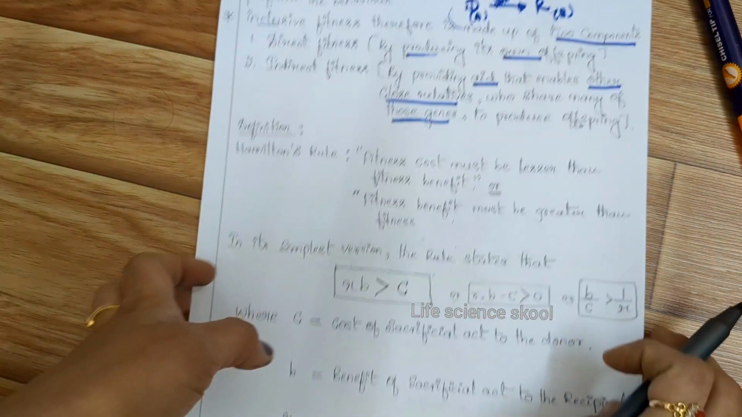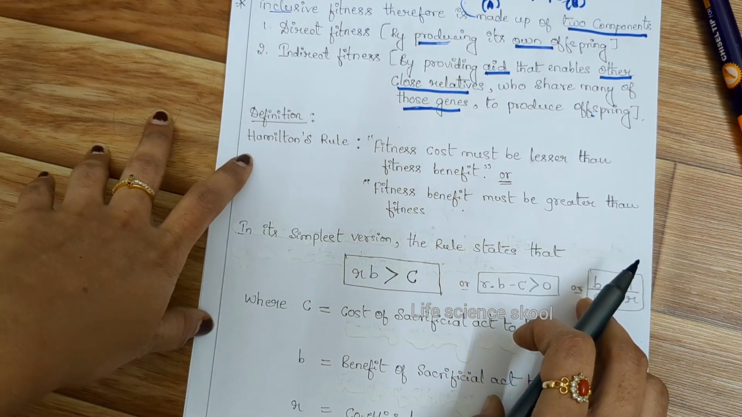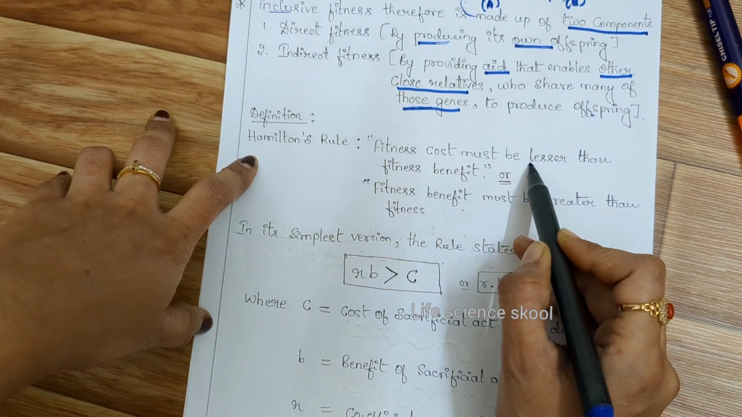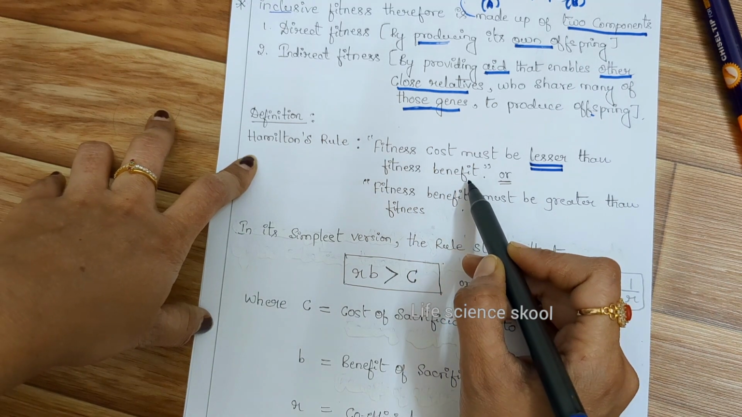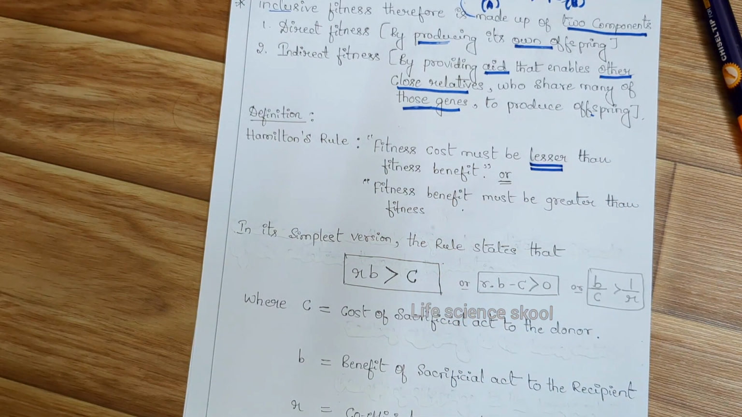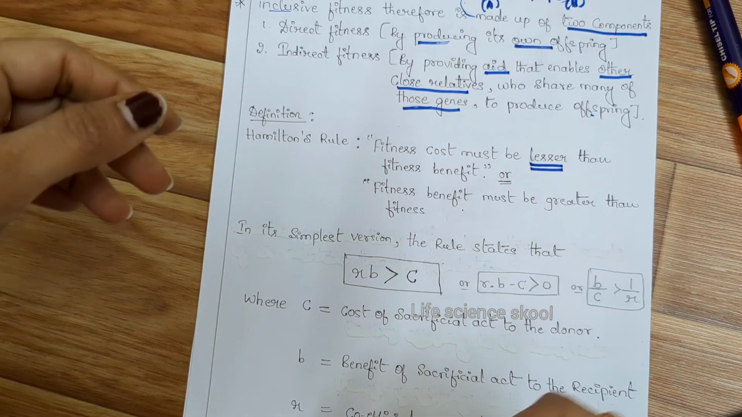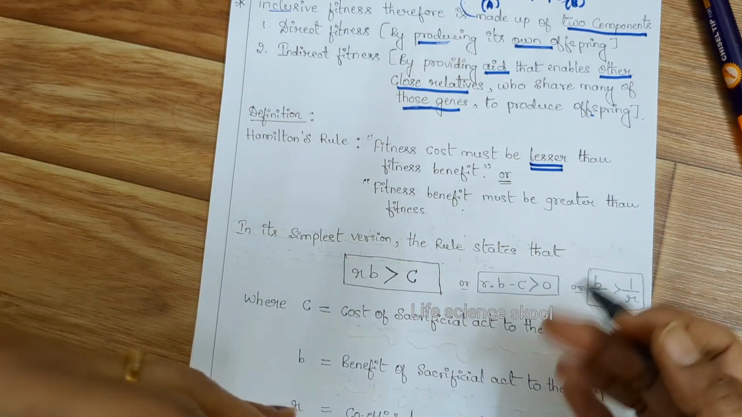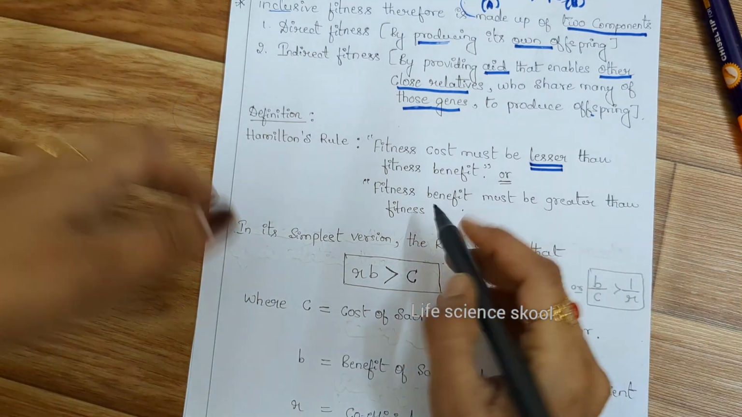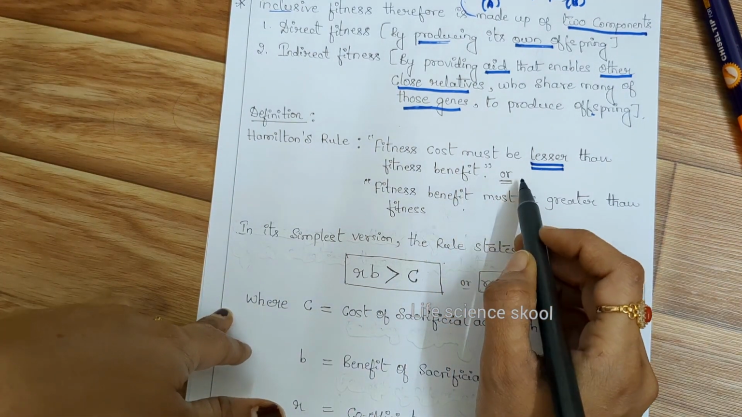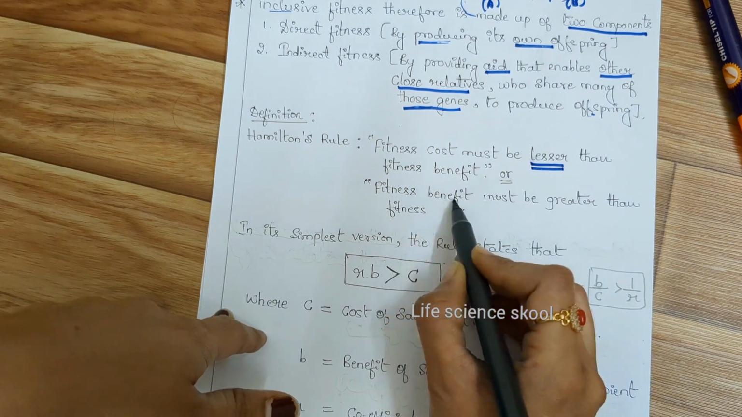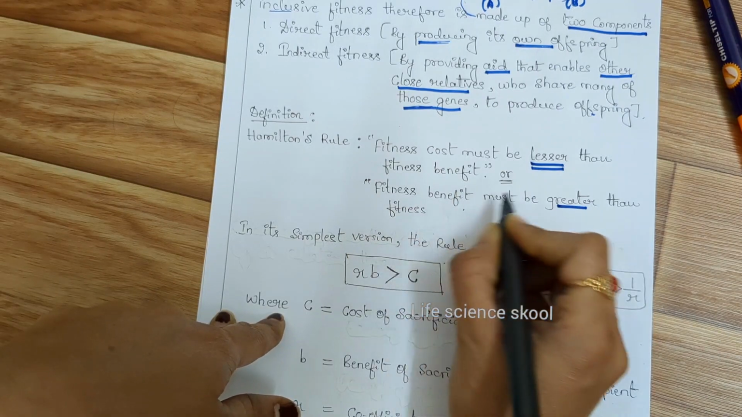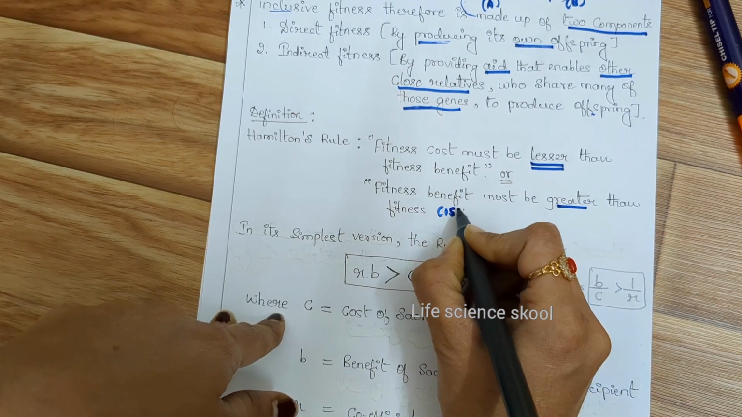Now we will look at the definition of Hamilton's rule. What does it say? Hamilton's rule is very simple. Here the fitness cost must be less than the fitness benefit, and only then is the person going to help. You can't sacrifice fully, you have to live, right? So the fitness cost should be less than the fitness benefit, or put another way, the fitness benefit must be greater than the fitness cost. I forgot to write this.